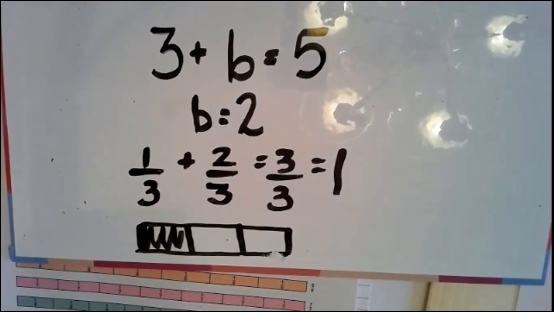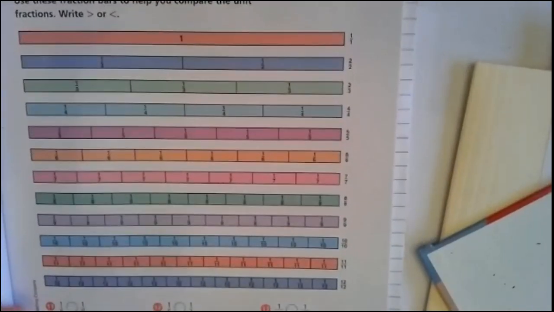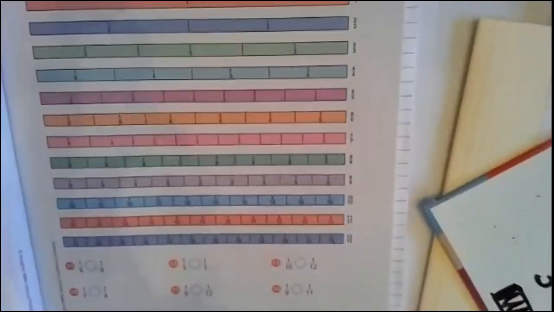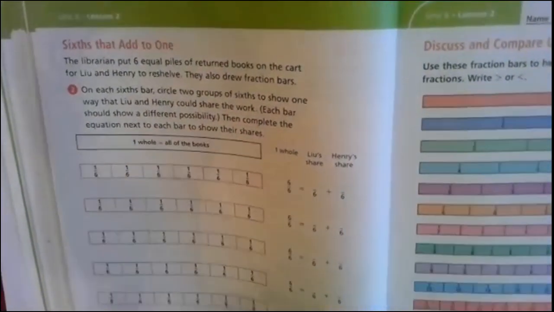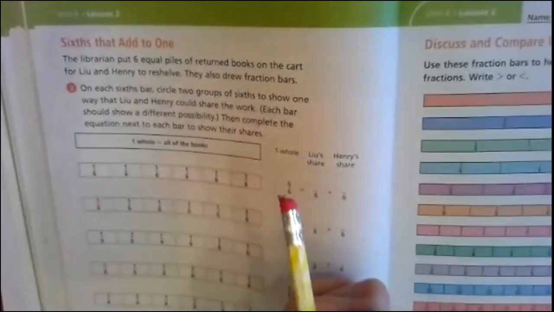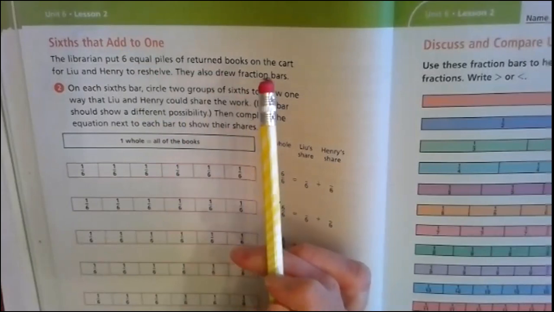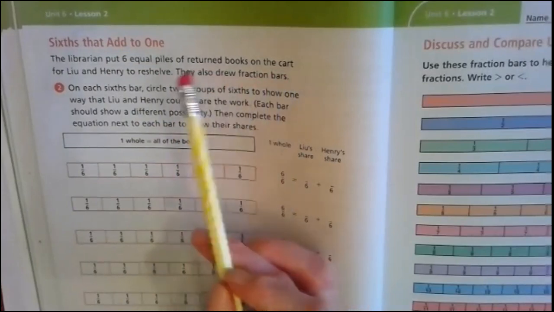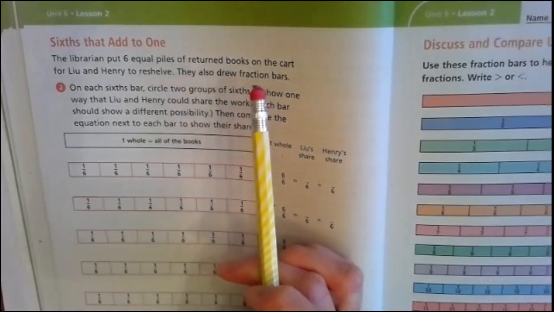Let's look at our workbook page for today. You're doing a very nice job of listening. Awesome, 4th graders. I have to zoom way out because, oh my, look at all of those fraction bars. However, it really does help to be on the right page. The librarian puts 6 equal piles of returned books on the cart for Lou and Henry to reshelve. They also drew fraction bars.